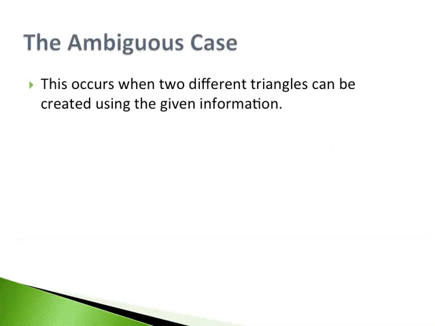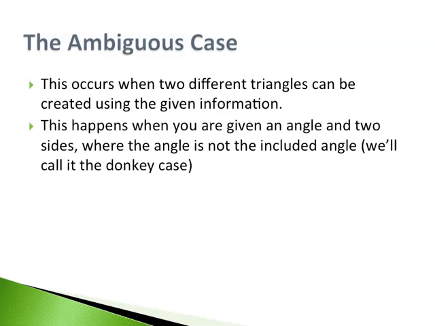The ambiguous case occurs when two different triangles can be created using the given information. This happens when you are given an angle and two sides where the angle is not the included angle. So you have two sides and a non-included angle, so side-side-angle. Technically, you could call it angle-side-side, but because the abbreviation gives us something a little bit unfortunate, that is the side-side-angle case. You can call it the donkey case if you would like.